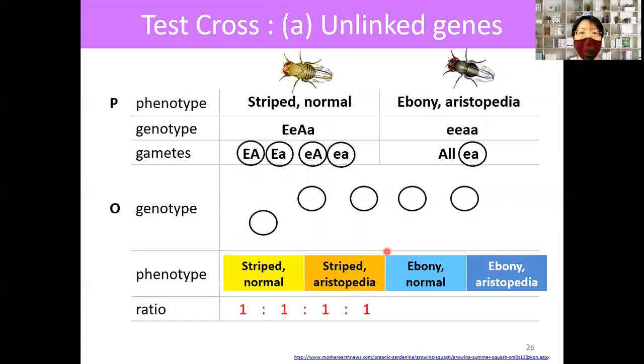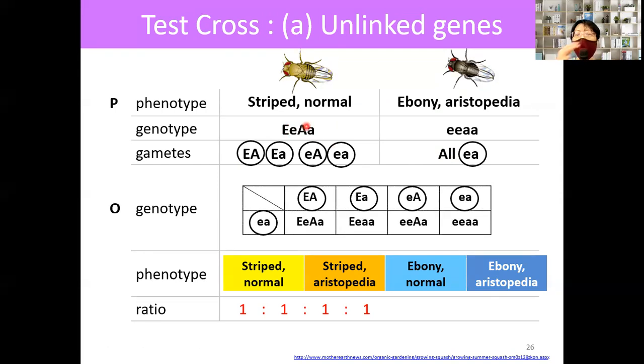Okay, so let's do the cross together. The first case scenario is just a normal dihybrid cross. So you just do the cross as usual because the genes for E and A are unlinked genes. Once you do the test cross, you can see that I'm using a heterozygous dominant to cross with a homozygous recessive as a test cross. So you'll find that the offspring phenotypic ratio is actually 1:1:1:1. Can you see that?